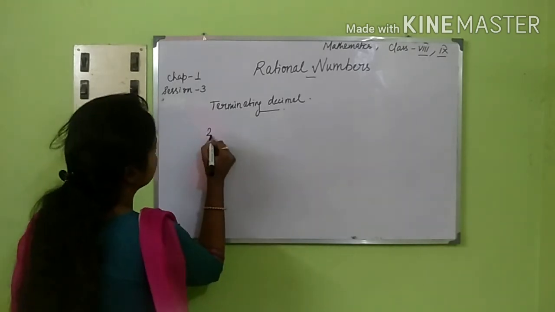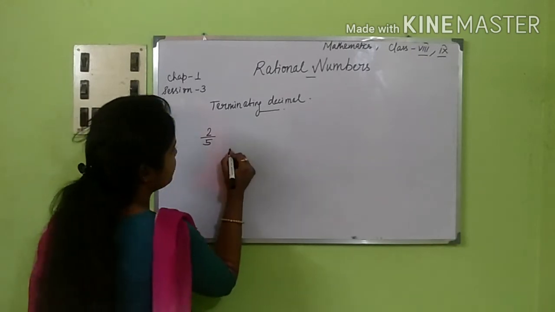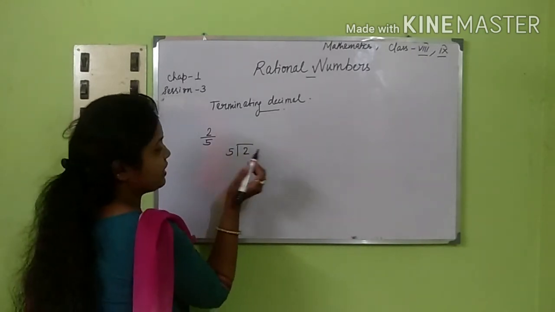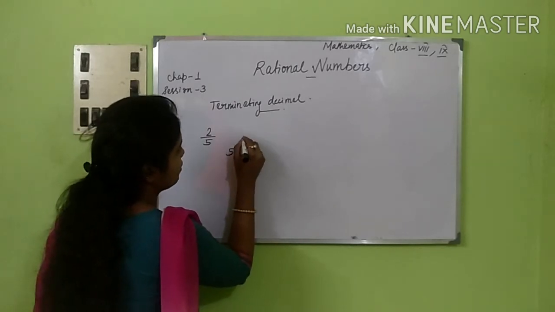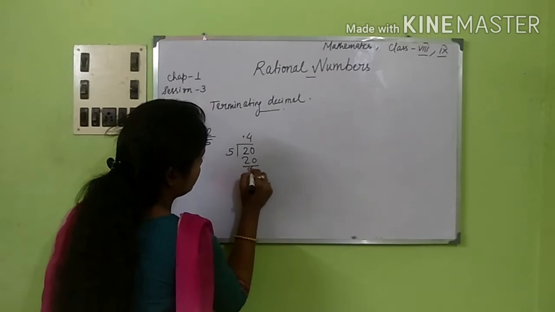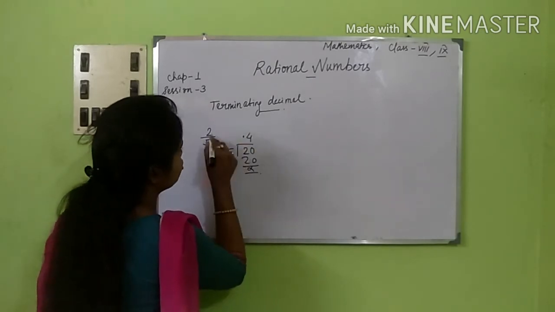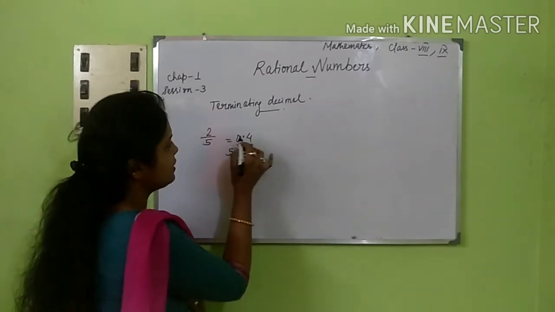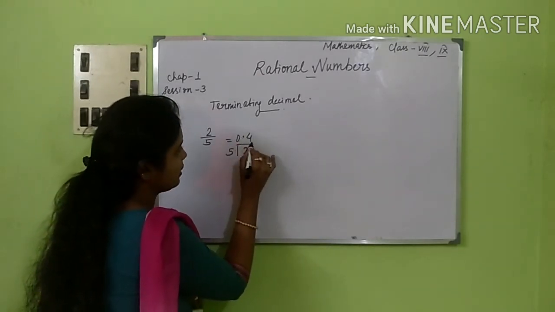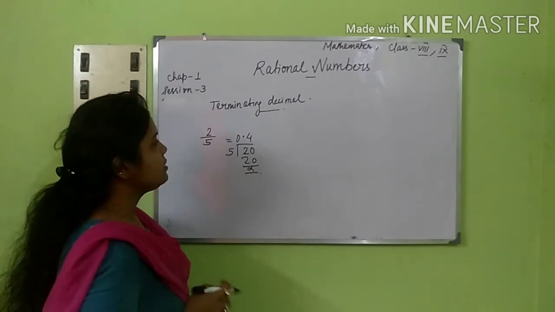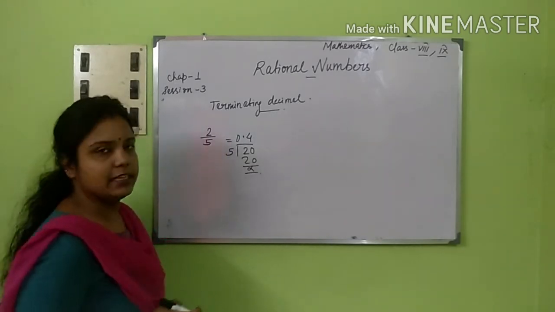For example, 2 by 5. So divide 2 by 5: you will get 0, put a point here, 0 comes down, 4, 20. So what is the answer of this 2 by 5? That is 0.4. You can see that after the decimal, the digits have come to an end. So this is what is your terminating decimal.